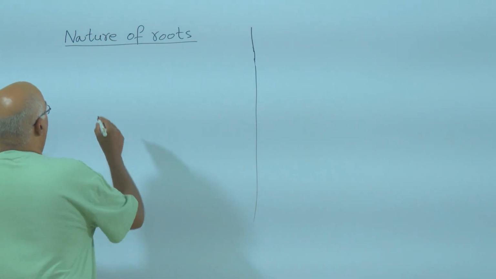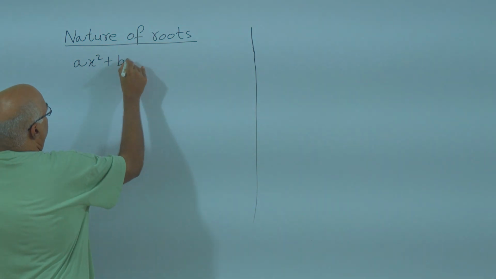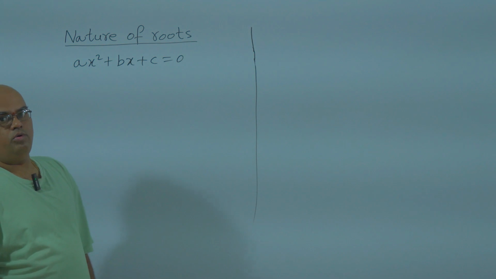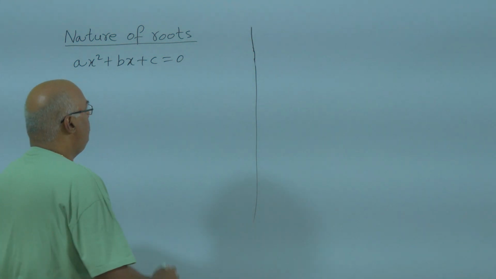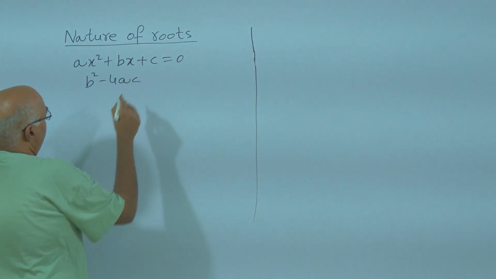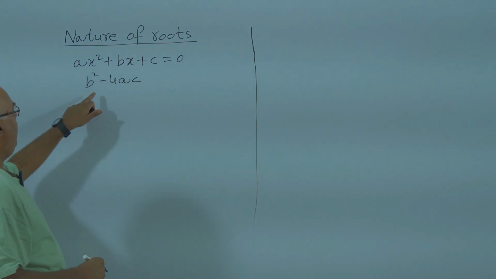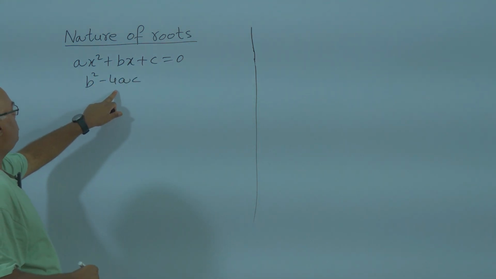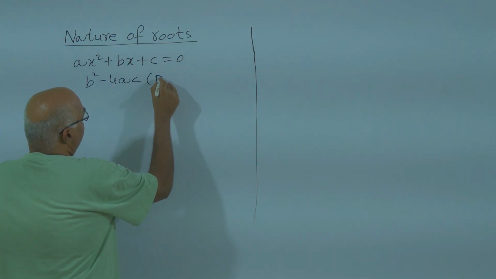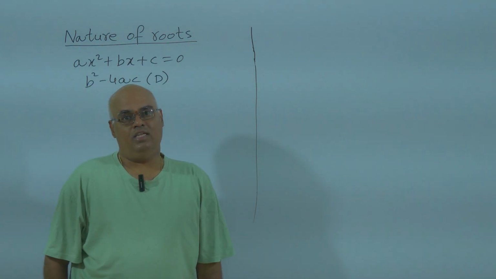Suppose you are given a quadratic equation of the form ax square plus bx plus c is equal to 0. First, you need to find the value of b square minus 4ac. So from the given quadratic equation, you first find out the values of a, b and c, and then find out the value of b square minus 4ac. This b square minus 4ac is called the discriminant of the quadratic equation. So first you need to find the value of the discriminant.